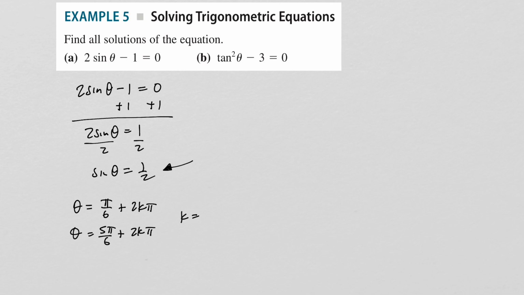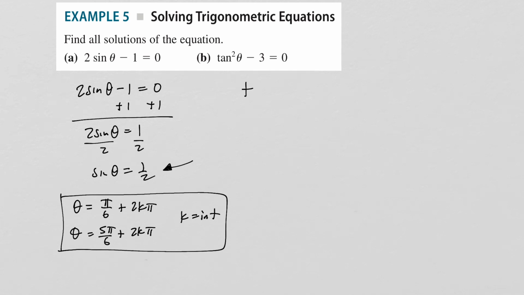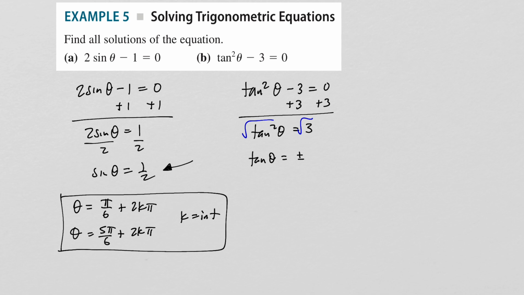And again, k is equal to an integer. But this equation requires some initial steps before we can get to solving it. In the next example, we have tangent squared of theta minus 3 is equal to 0. So if we add 3 to both sides, that gives us tangent squared of theta is equal to 3. And then if we take the square root of both sides, we have tangent of theta is equal to plus or minus the square root of 3.